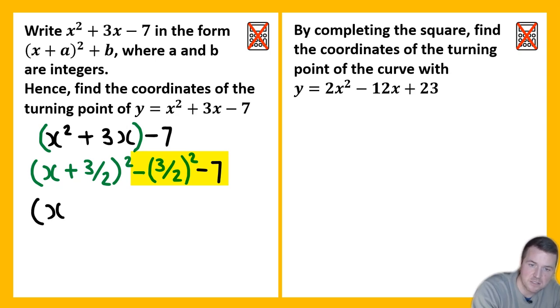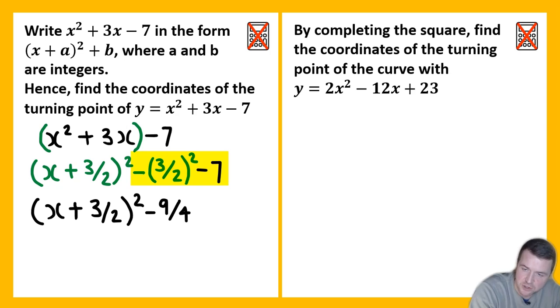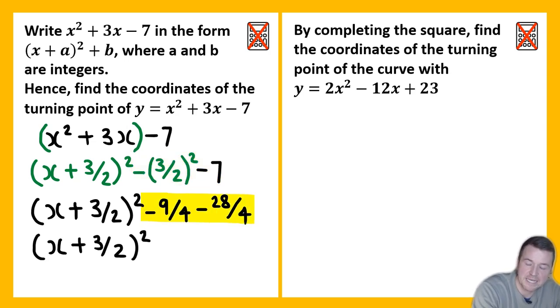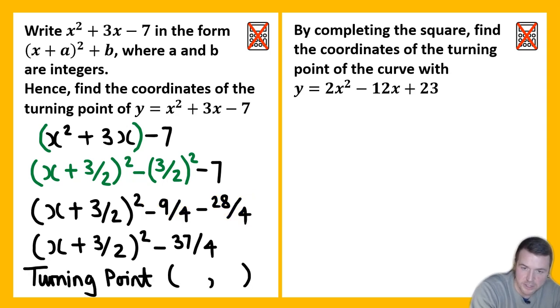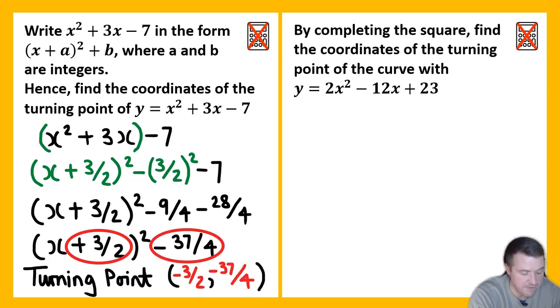Simplifying by collecting like terms, my completed the square form will be x plus 3 over 2 squared. 3 over 2 squared is the same as 9 over 4, and negative 7, written using a common denominator, would be the same as negative 28 over 4. These common denominators will make it easier to collect like terms, giving me x plus 3 over 2 squared minus 37 over 4 as my completed the square form, and my vertex or turning point for the x part of the coordinate will be negative 3 over 2, and for the y part of the coordinate, negative 37 over 4.